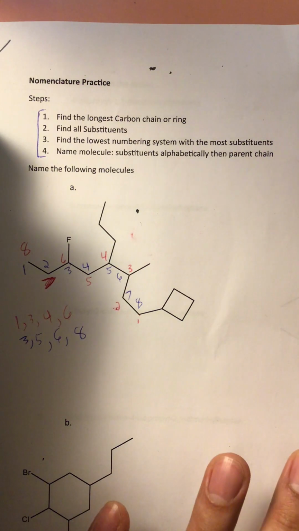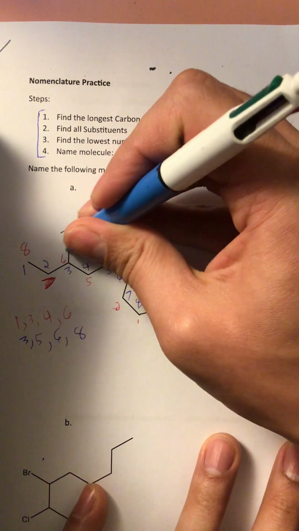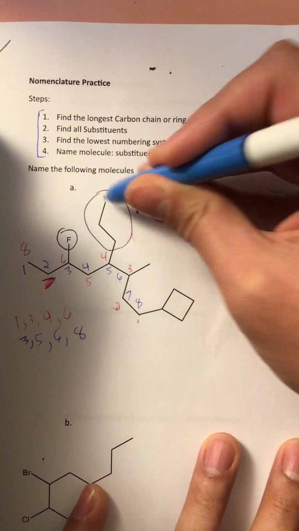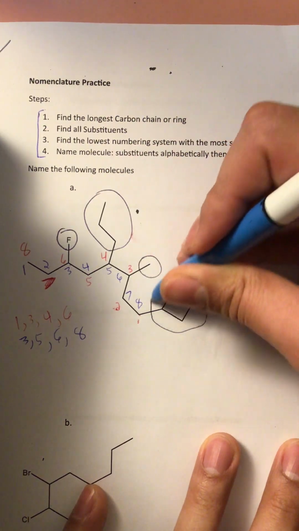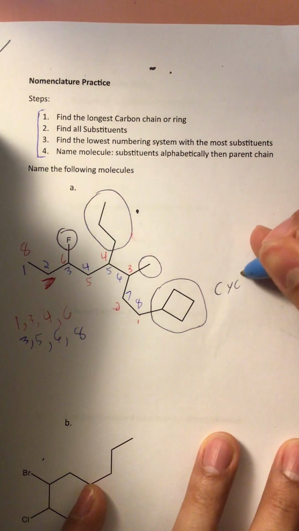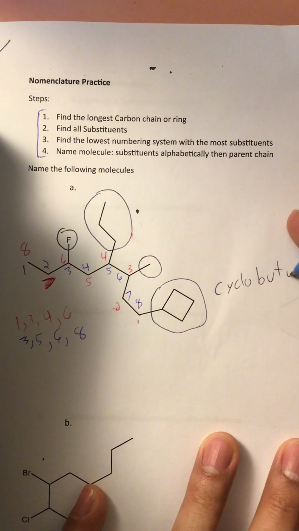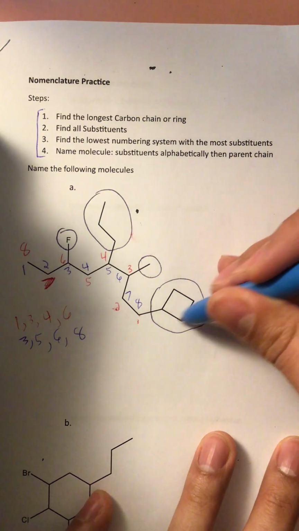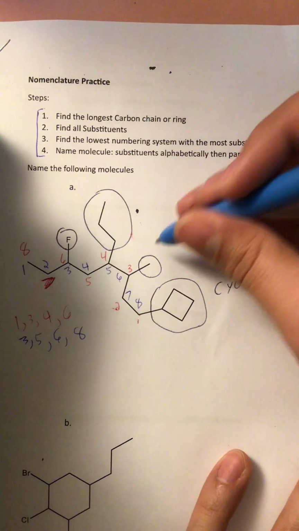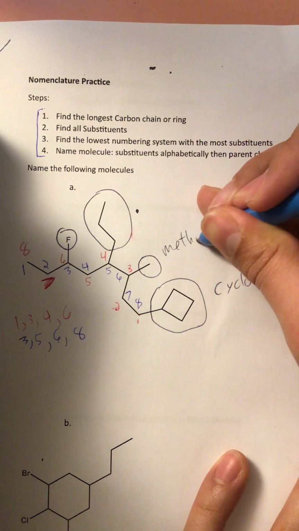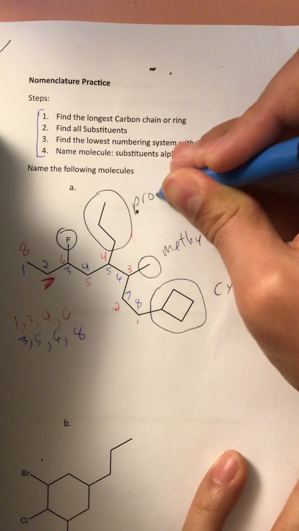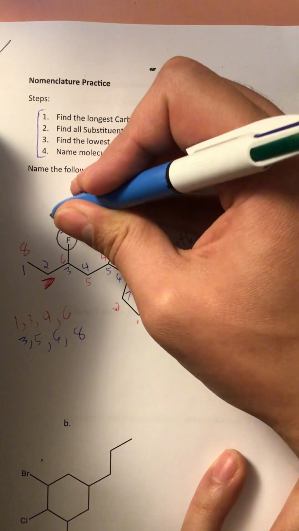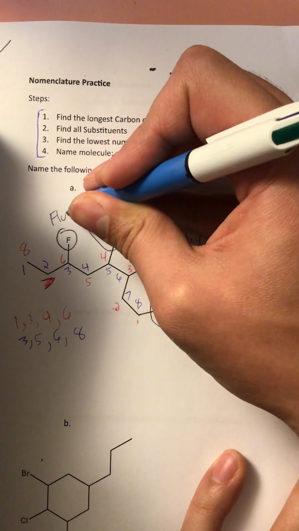But I should actually name all these things. So I'll circle the substituents. This is cyclobutyl. You know it's cyclobutyl because there are 4 atoms in the ring. This is methyl. This is propyl. And this is fluoro.